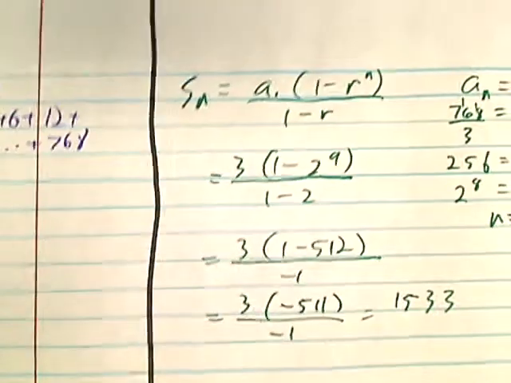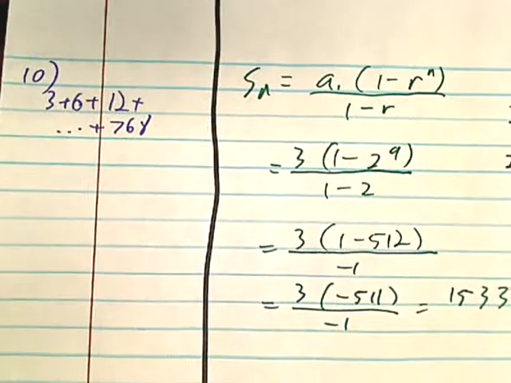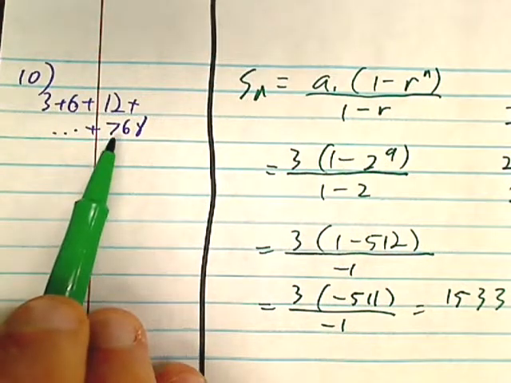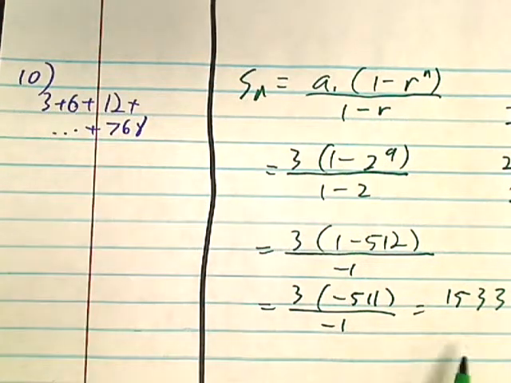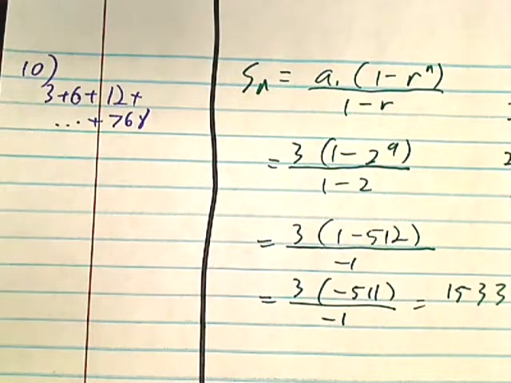So all these numbers in this list, make sure your answer makes sense. Yeah, that looks about right. The biggest number there is 768, so it's got to be bigger than that. We're adding a bunch of numbers. 1533 looks good. Let's look at one more problem.